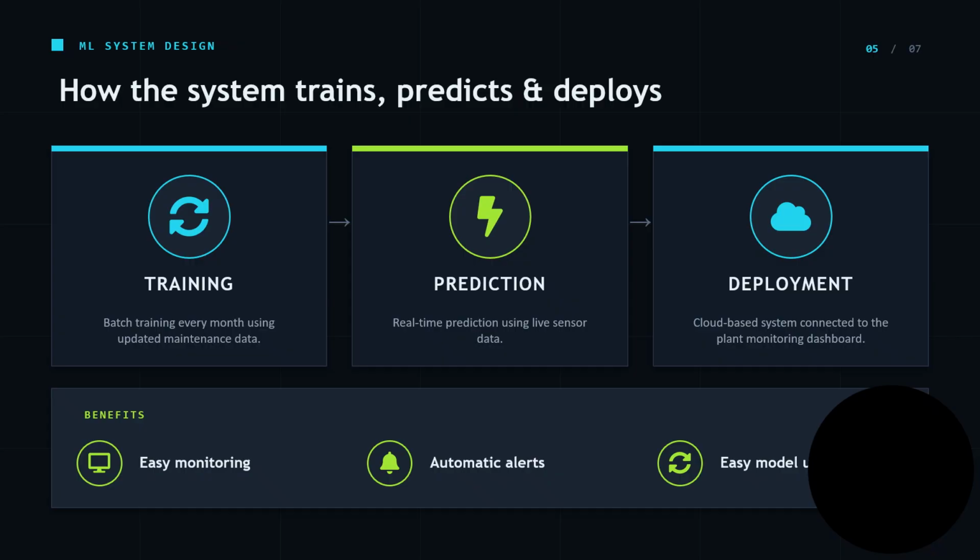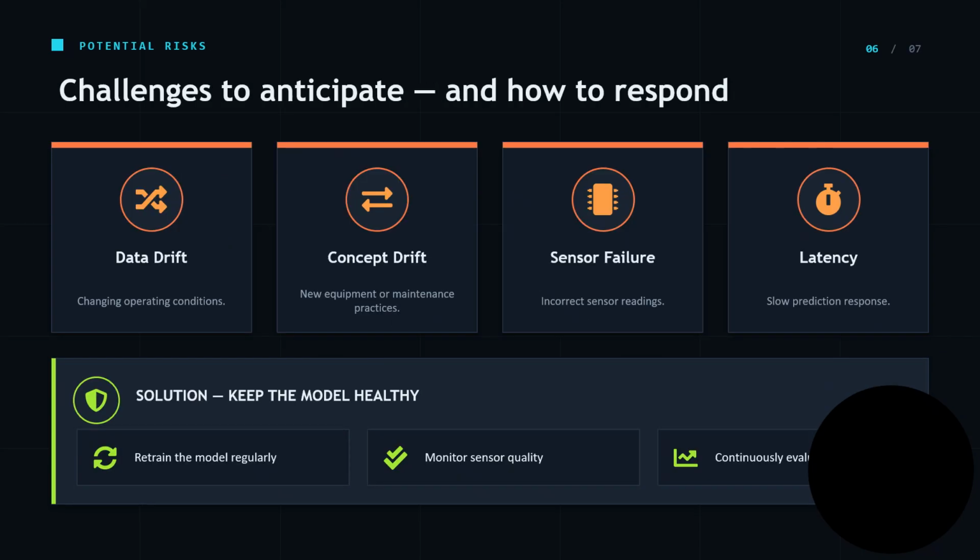In slide 5, you can see the model will be retrained monthly using new data, and predictions will be made in real time. The system will be deployed on a cloud platform. It could be AWS, Azure, or Google, connected to a monitoring dashboard. So you can see training, prediction, and deployment to the cloud.